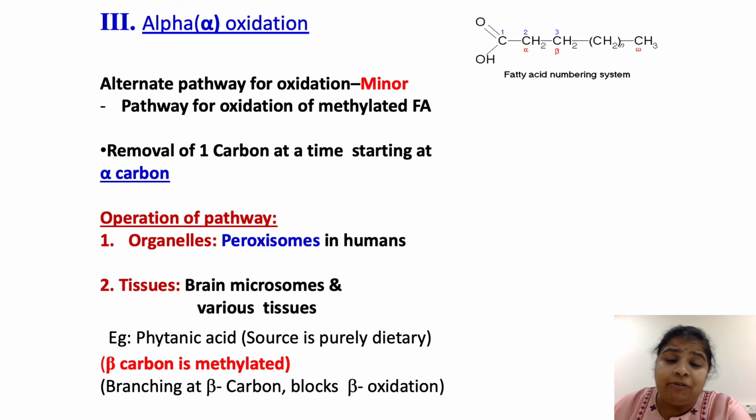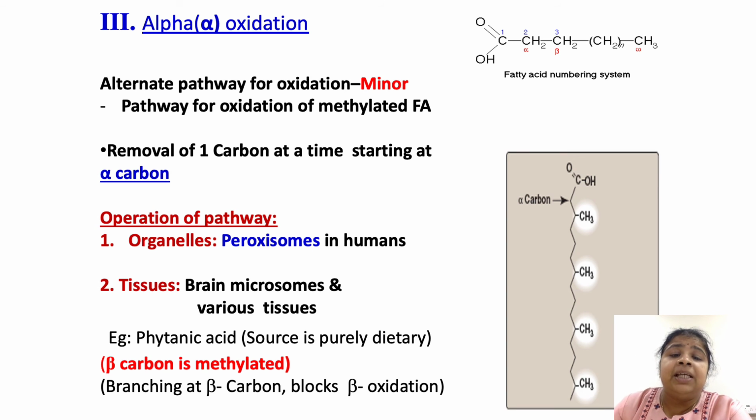So why is alpha oxidation required? Why not beta oxidation? If you look at the structure of phytanic acid, if this is the carboxyl group, this is the alpha carbon atom and the beta carbon atom. At the beta carbon atom, there is a methyl group that is present. So this methyl group will prevent beta oxidation from happening. So that is why there is an alternative pathway, that is the alpha oxidation.